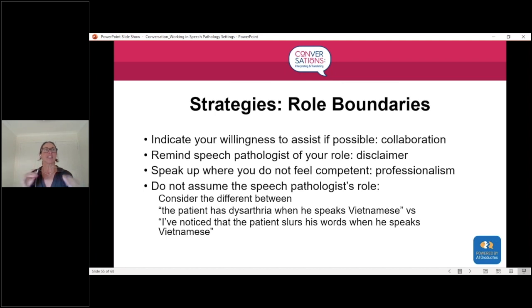Because there is a difference. It's up to the speech pathologist, it's their role, to diagnose whether a patient has dysarthria or not. And they're relying on you to indicate whether there are signs that there might be dysarthria present. So that might be things like slurring words or low volume. Okay, I don't know if that makes sense.